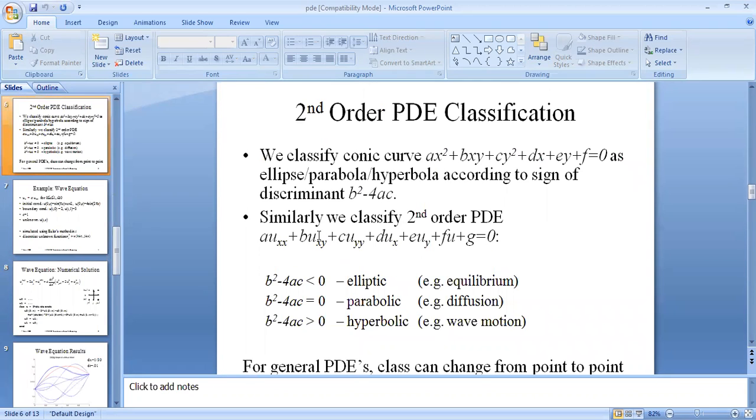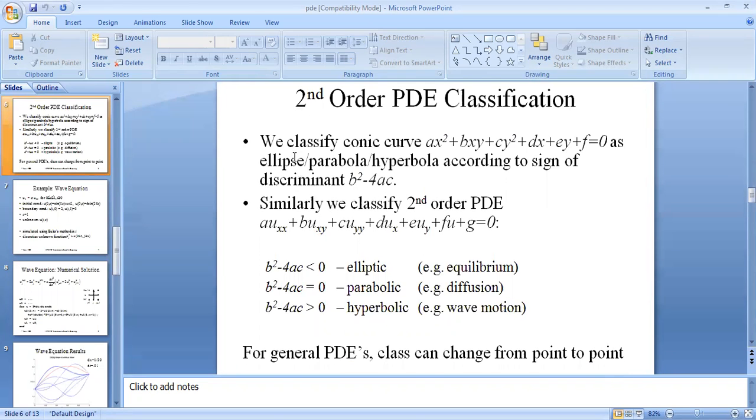So second order partial differential equations can be classified into three categories. Actually we classify conic curves. This is the equation of conics: ax square plus bxy plus cy square plus dx plus ey plus f equals 0, which is an ellipse, parabola or hyperbola according to the sign of the discriminant b square minus 4ac. This is the discriminant.